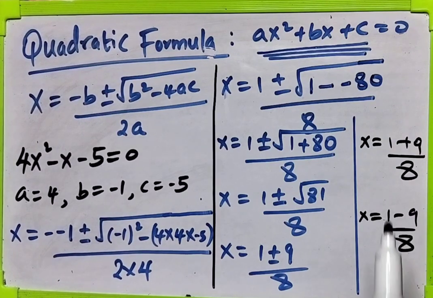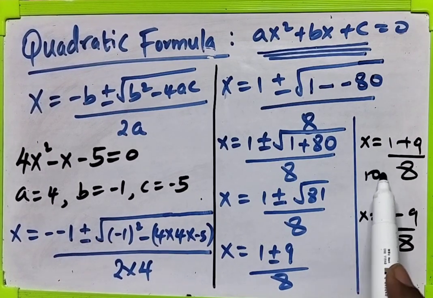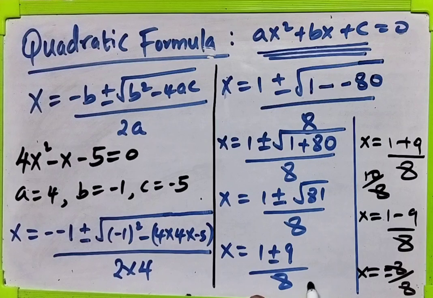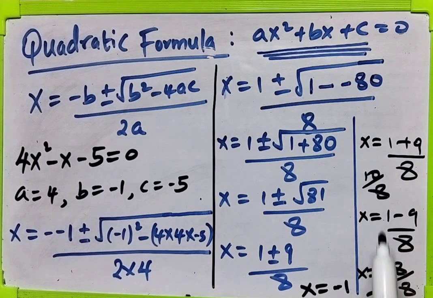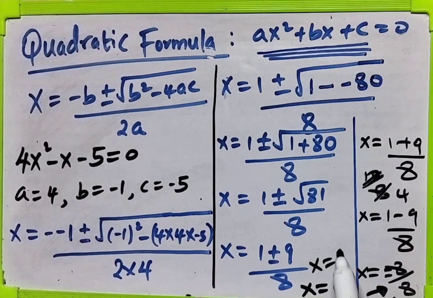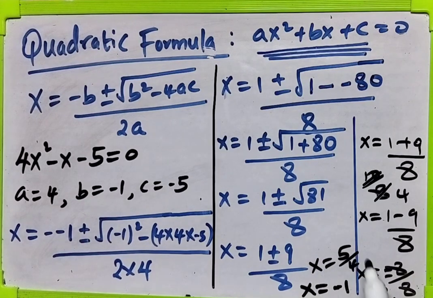So 1 plus 9 is 10 over 8. And 1 minus 9 is negative 8 over 8. Negative 8 over 8 gives the first value of x as negative 1. Then 10 over 8 is the same as 5 over 4, dividing by 2. So another value of x is 5 over 4. So the two values are x is equals to 5 over 4, x is equals to negative 1.